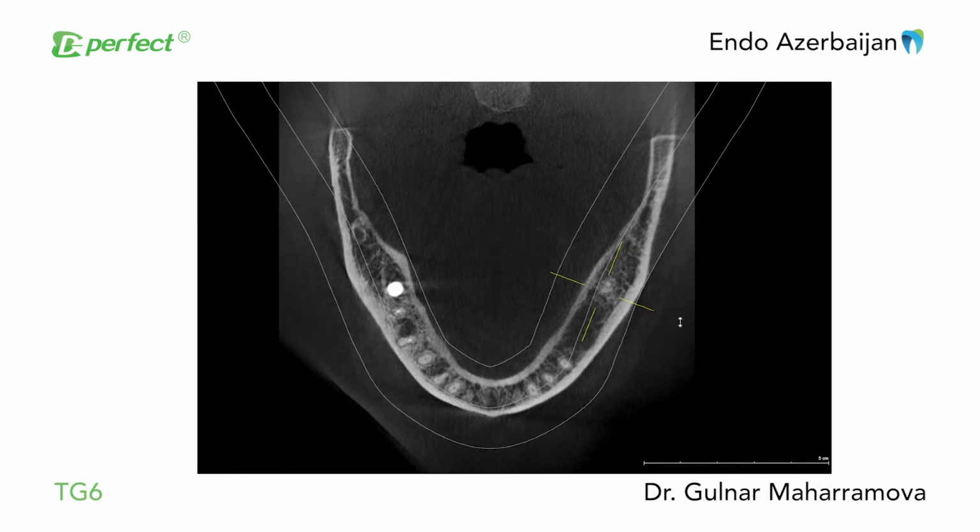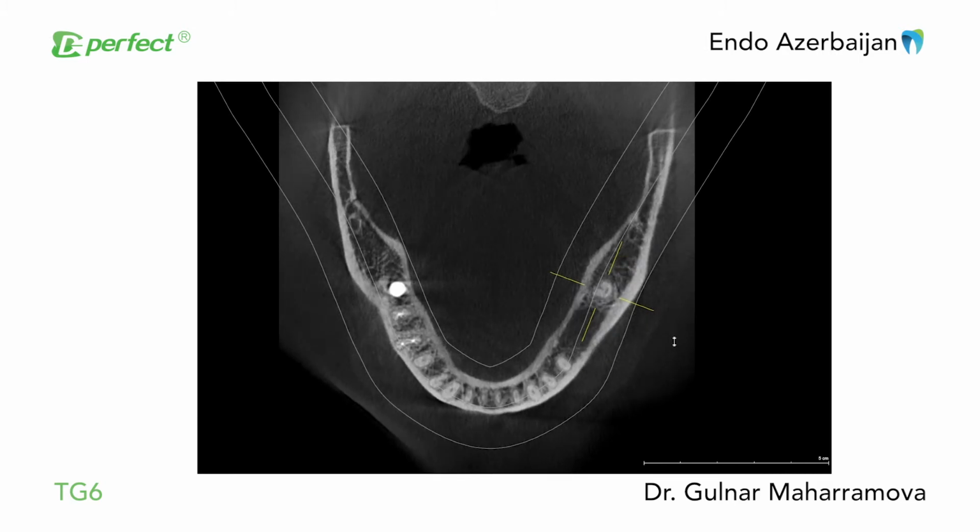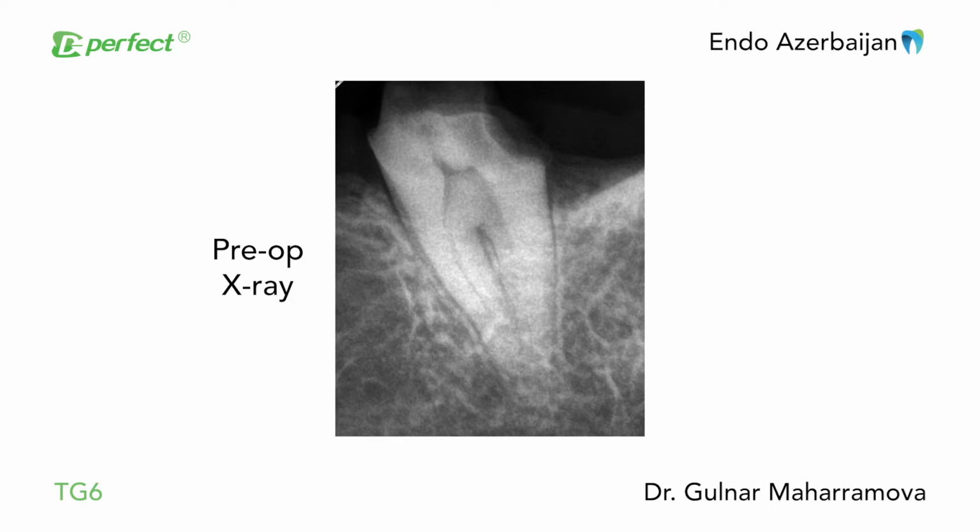On periapical X-ray taken after the removal of a bridge, we found a deep decay caused by inadequate preparation and fixation of a previous bridge. CBCT proved the presence of C-shaped root canal system.